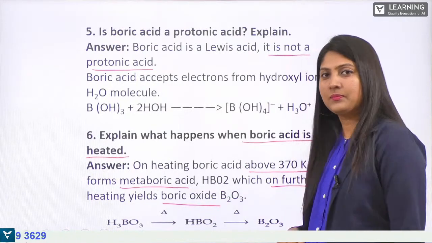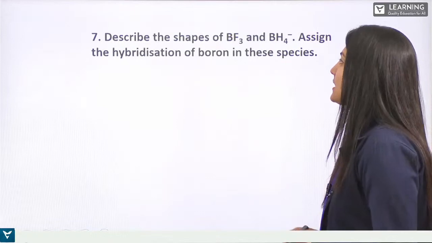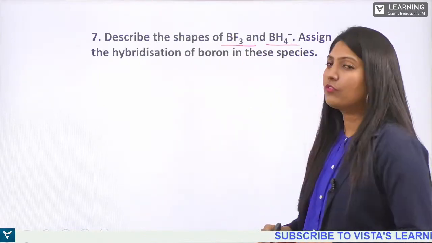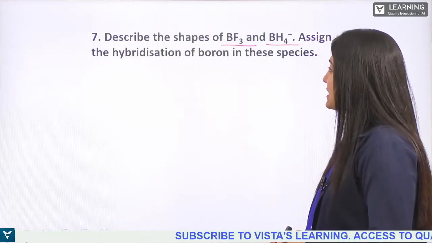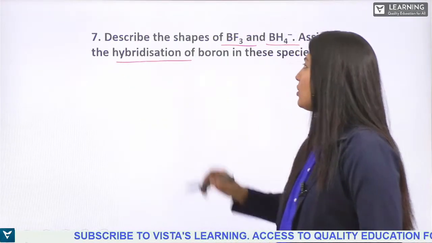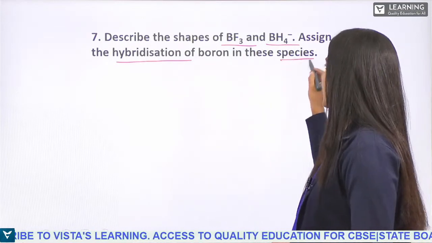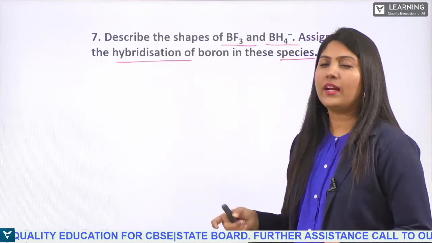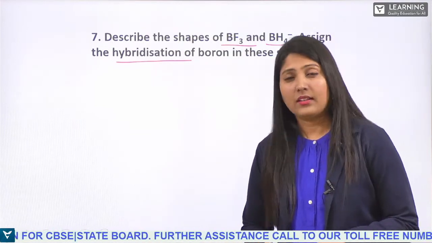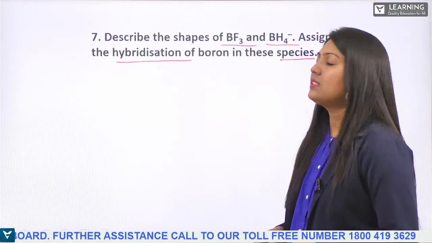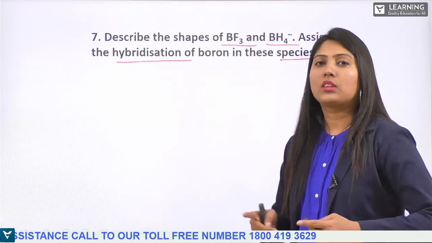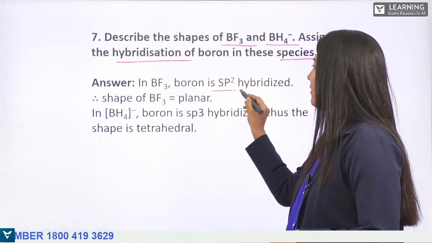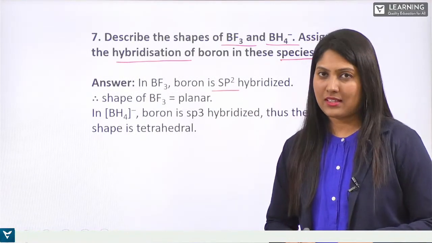Any doubts, students? Good. Describe the shapes of BF3 and BH4 minus and assign the hybridization of boron in these species. So we have boron in common with fluorides as well as hydride. Now we need to understand the hybridization of boron in both the molecules. So in BF3, boron will have sp2 hybridization.